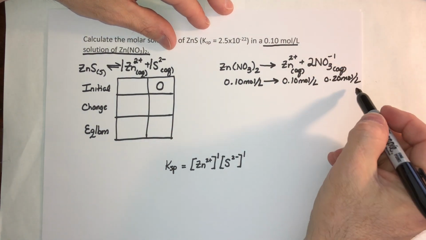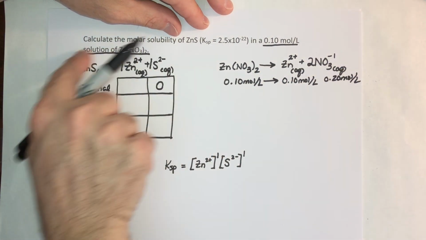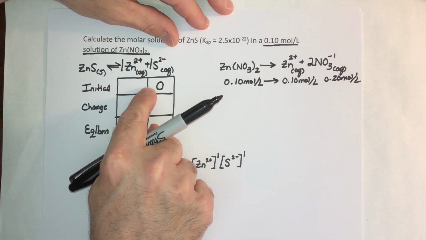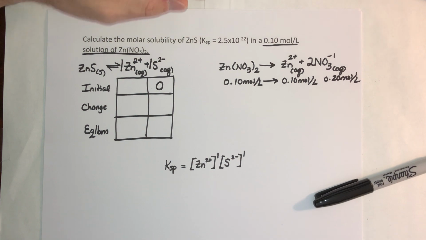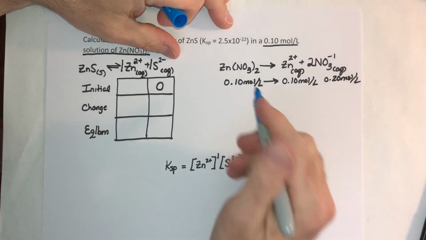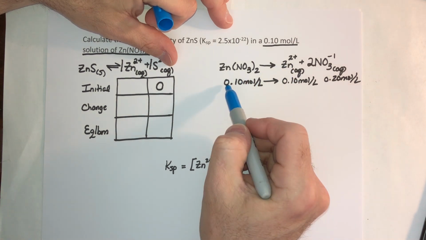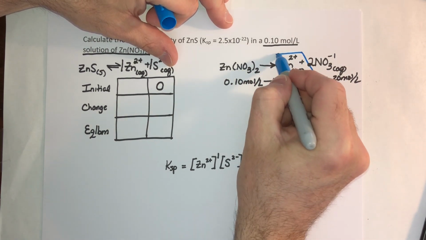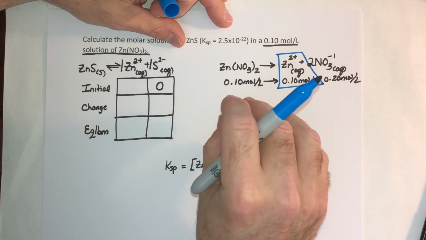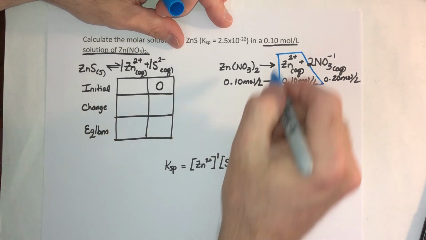Now, really, the nitrate I don't care about, because is the nitrate part of the equilibrium that I'm focused on? No. What's part of the equilibrium I'm focused on is the zinc. So for every 1 zinc nitrate, you get 1 zinc. So for every 0.1, you would get 0.1. So for the zinc, this is how much I already had sitting in the beaker before I ever attempted to add the zinc sulfide.